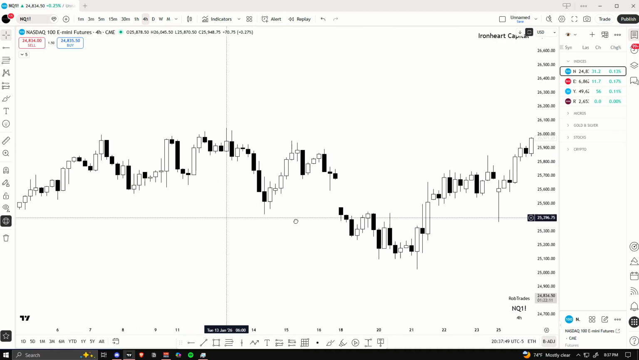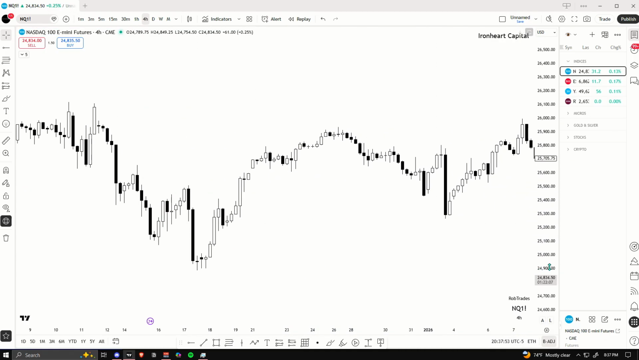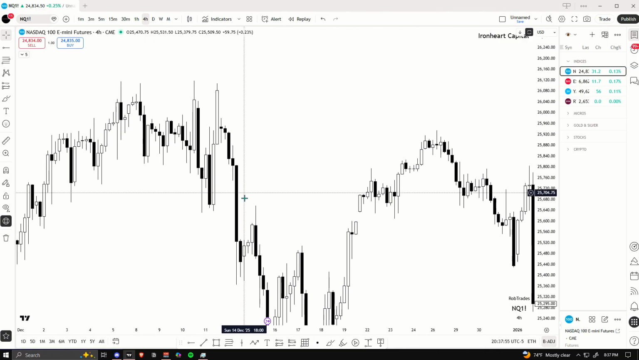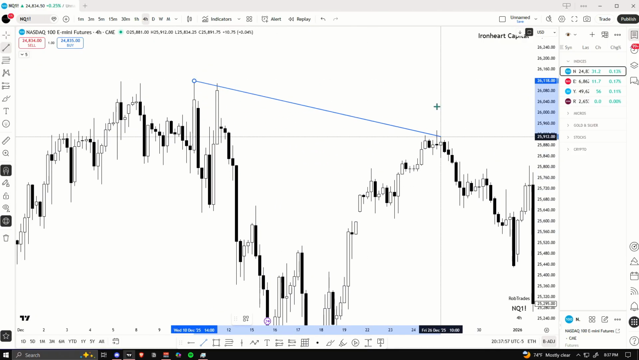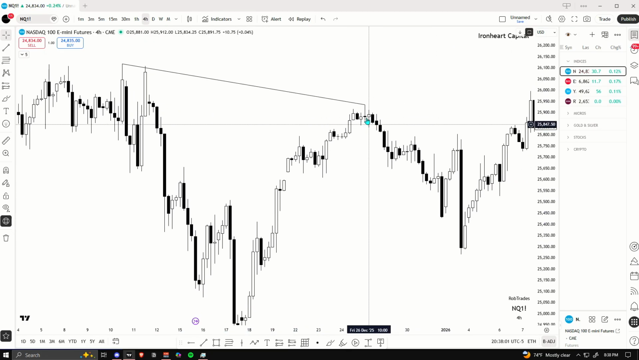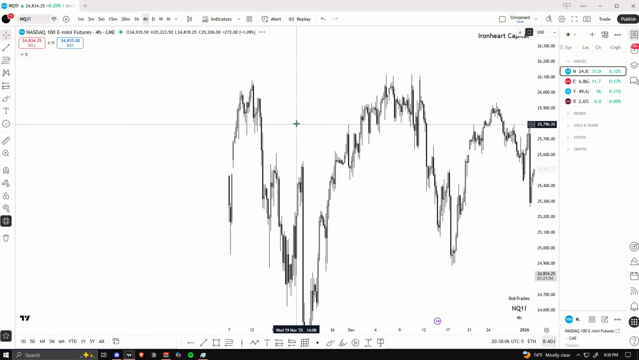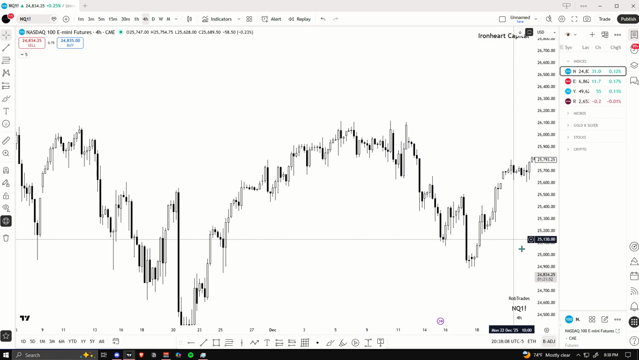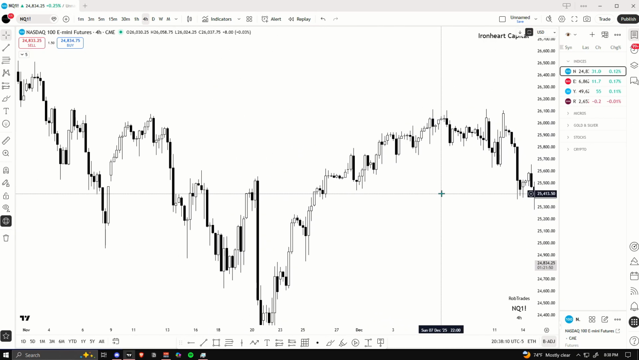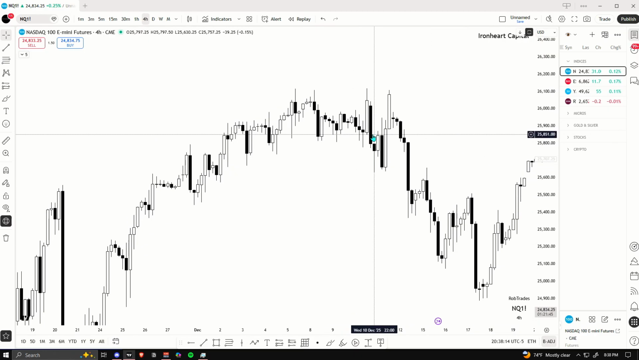So this is where we had all that SMT on price. Here's where the SMT occurred. So that helps your context when you're looking for a trade. Actually, this isn't where it was. This is where it was. So right here, this is what I was looking at.